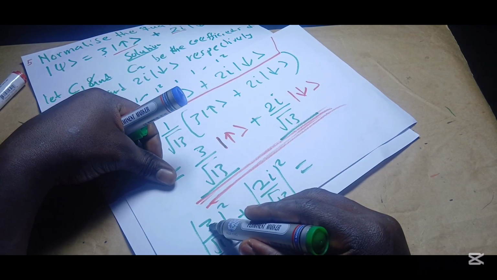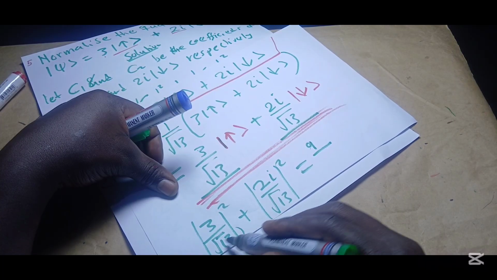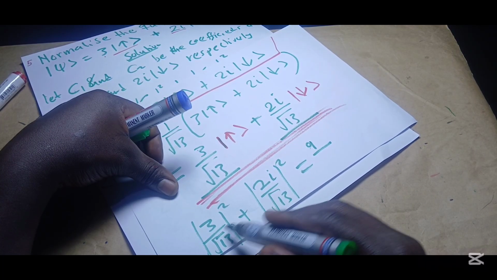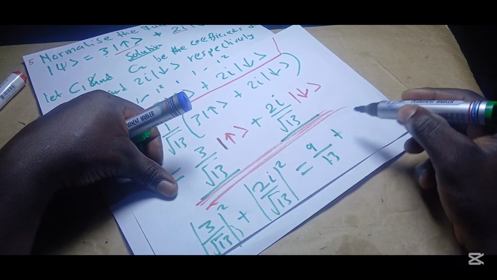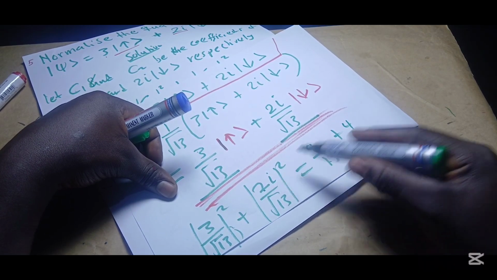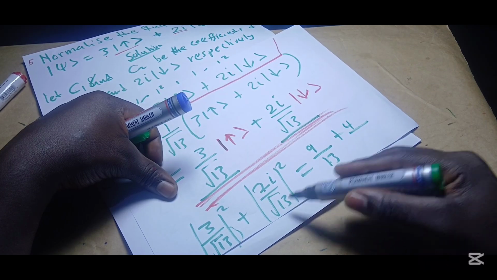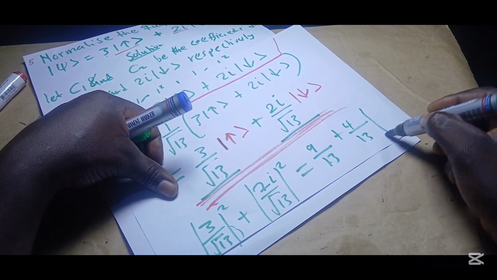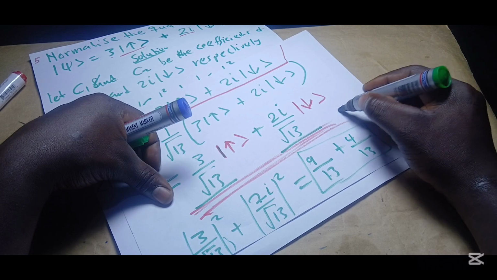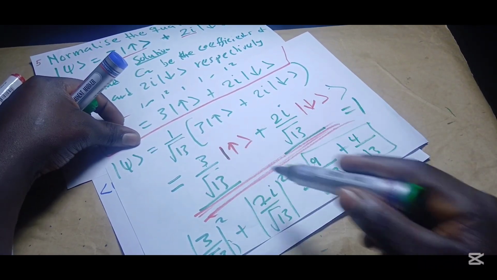Before that, let's start with this. So the square of 3 will give us 9. All over squaring square root of 13 will give us 13, plus the square of 2 will give us 4. i will definitely give us +1, so no effect. So square root of 13 gives us 13. So summing up all these turns out to give you 1. This is a proof that your state is normalized.